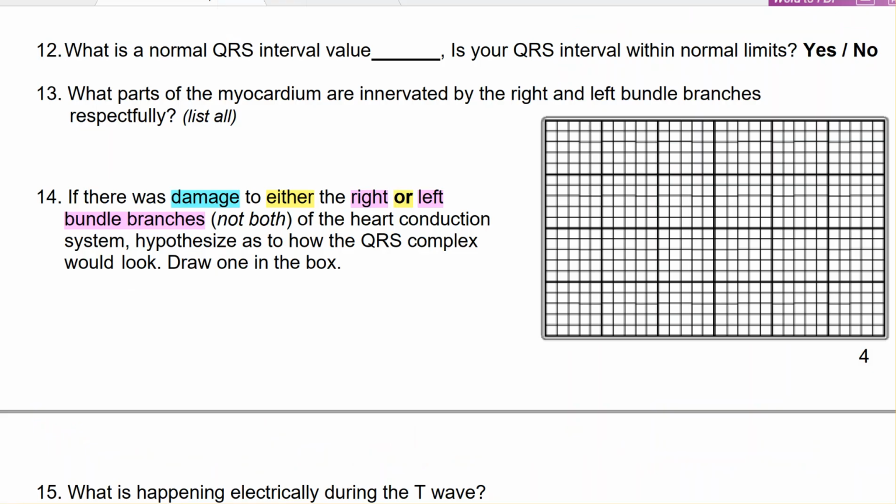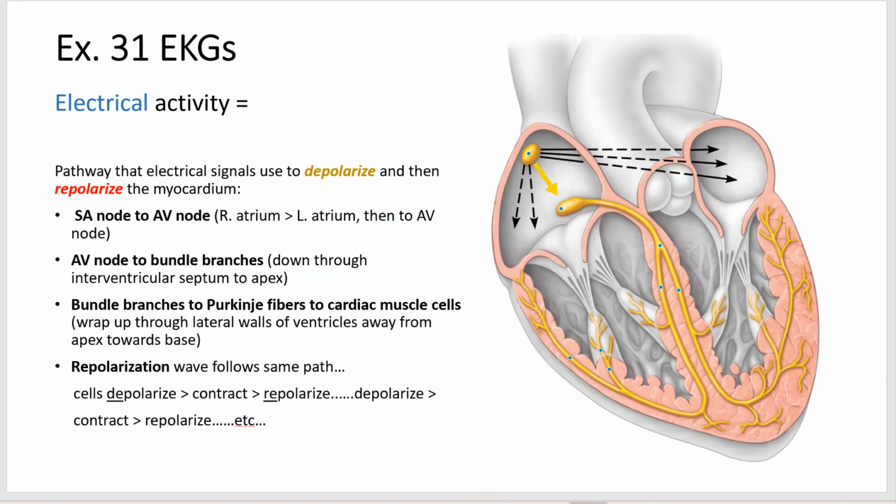There's a couple of tricky questions in this lab, and number 14 is one of them. Number 14 asks you to think about if there was damage to the bundle branches on either the right or the left side, what might that look like in an EKG? So let's think about that.